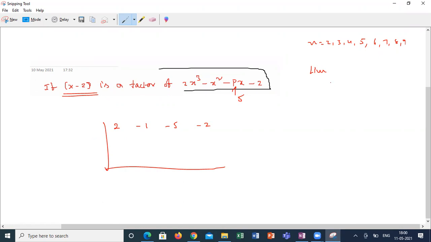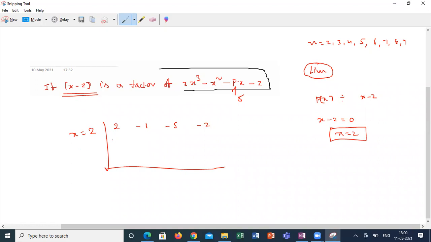Got it? What is the first step? I already told you this can be applicable only if it is a linear polynomial. So what linear polynomial are you dividing? P of x you are dividing with x minus 2. So make x minus 2 equal to 0, x is equal to 2. That means you are taking one zero of the polynomial. What is the given data? x minus 2 is a factor. So x is equal to 2 is a zero of the polynomial. Correct?